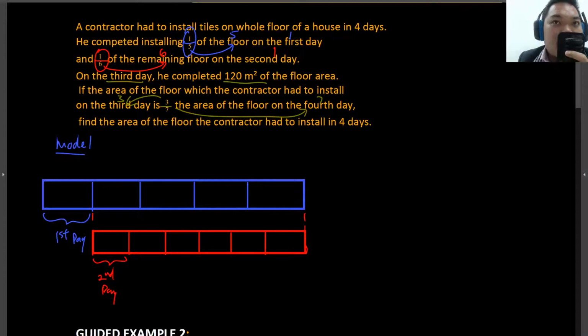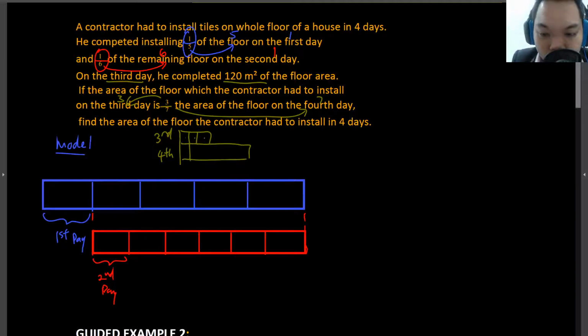Now finally, within the third day and the fourth day, we see that the third day's area covered is 3/7 the area of the fourth day. Which means to say that if we are to draw a comparison model to look at this, the third day would have 3 blocks worth, the fourth day would have 7 blocks worth of surface area to cover. So this remaining 5 red blocks over here can be cut into 10 small blocks in total. Correct? Because there's a total of 10 units over here.